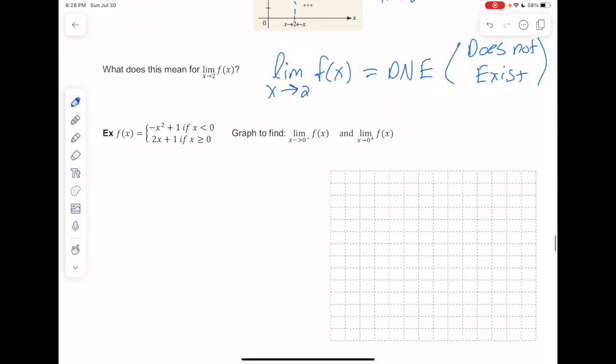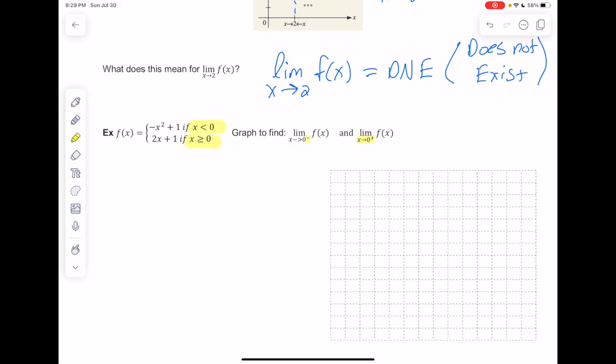So let's look at one where the graph isn't drawn, but we start off with a piecewise defined function. We're going to define here the function one way if x is less than 0 and a different way if x is greater than or equal to 0. And that will often make an interesting limit at 0 approaching from either the left or the right hand side. So either from the left or from the right.